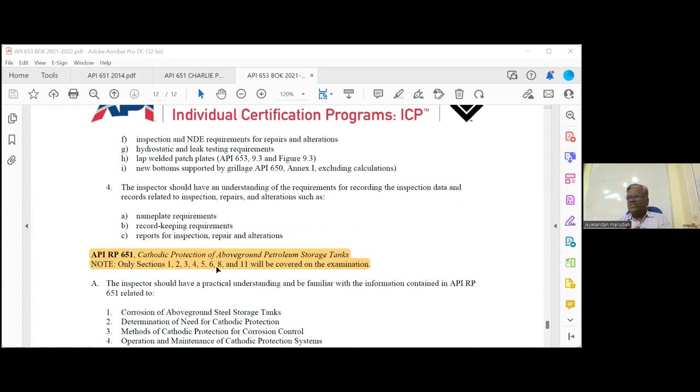So which chapters are not part of our exam? 7 is not part of the exam. 9 and 10 are not part of the exam. So we will exclude them during the class. We will not cover chapter 7, and we will not cover chapter 9 and chapter 10 also. So 7, 9, 10 are not part of our exam. Is it okay? Right.